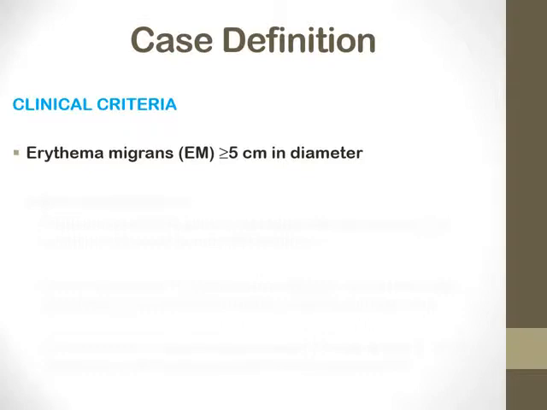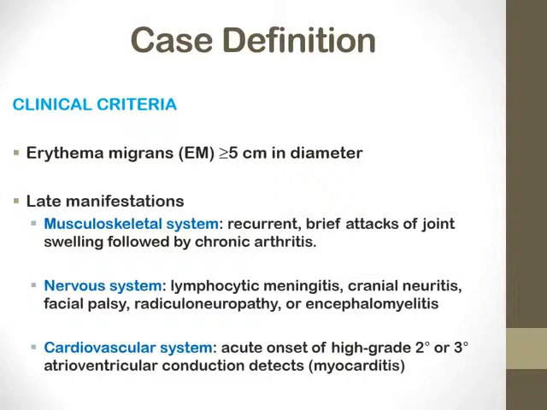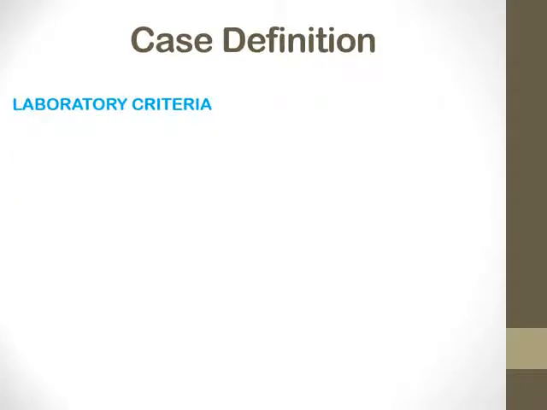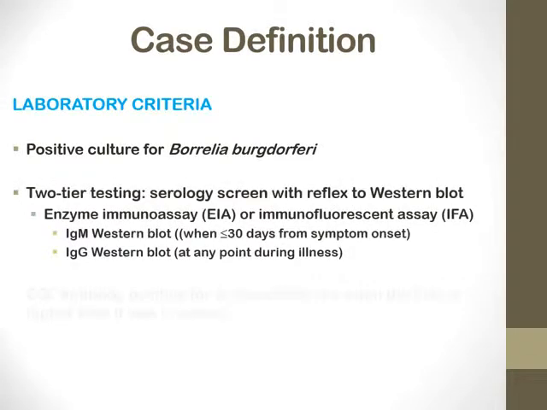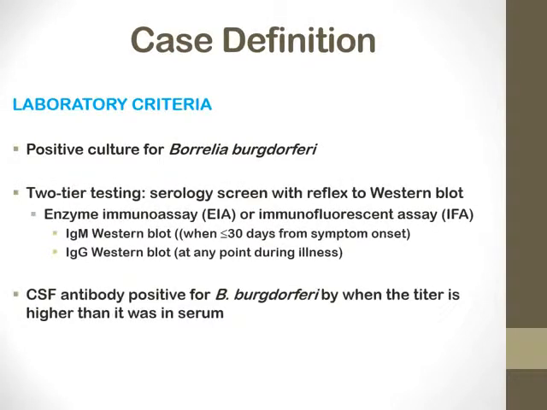In order to fulfill the clinical criteria of the Lyme disease case definition, a case must either have EM of greater than 5 centimeters in diameter or a late manifestation of Lyme disease, which can affect musculoskeletal, nervous, and cardiovascular systems, as Dr. Guilfoose previously described. Specific laboratory tests fulfill the laboratory criteria portion of Lyme disease surveillance cases: positive culture for Borrelia burgdorferi, a serology screen with reflex to Western blot, positive CSF for Borrelia burgdorferi when the titer is greater than in a serum sample, and a single IgM Western blot.